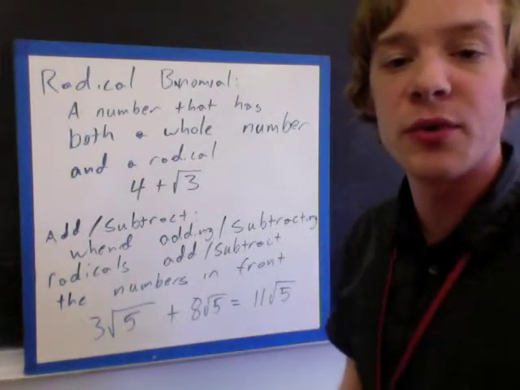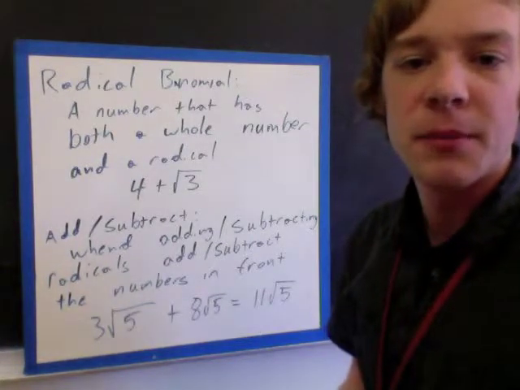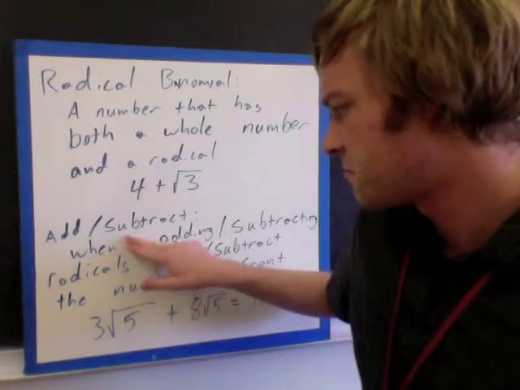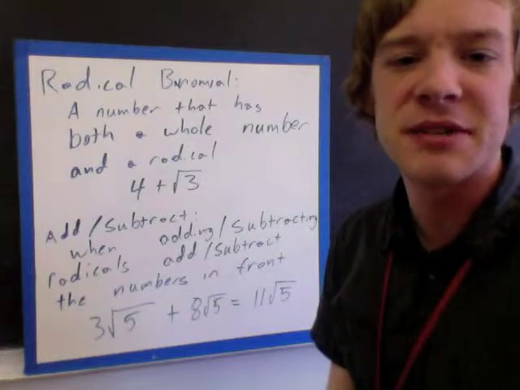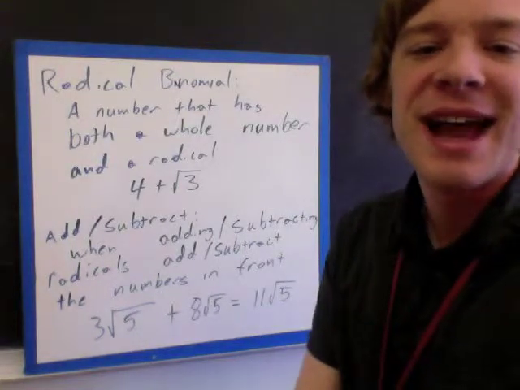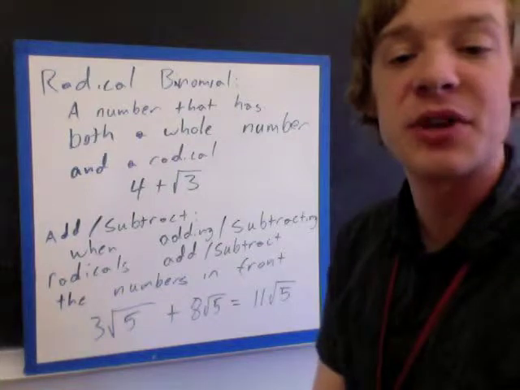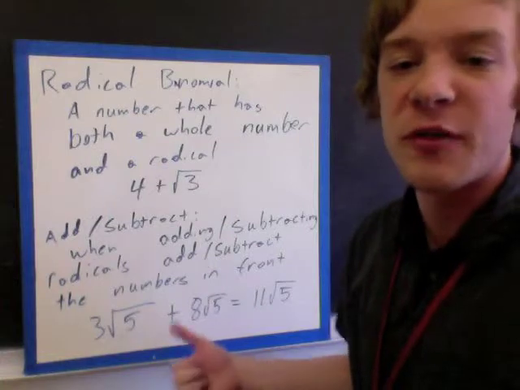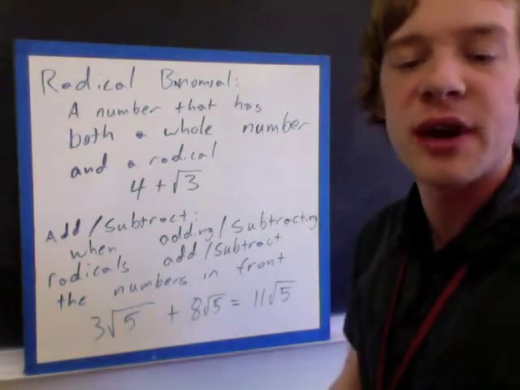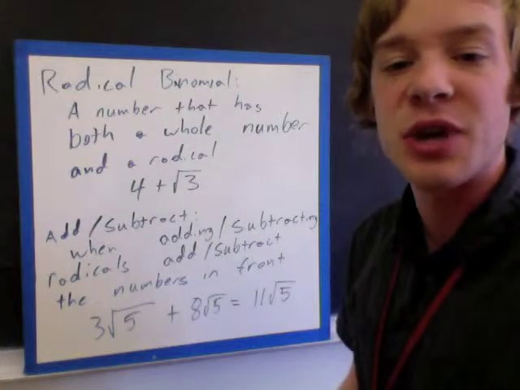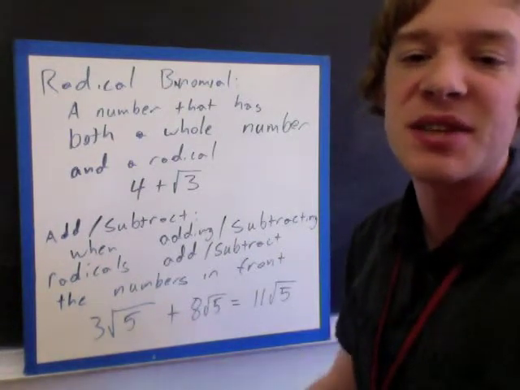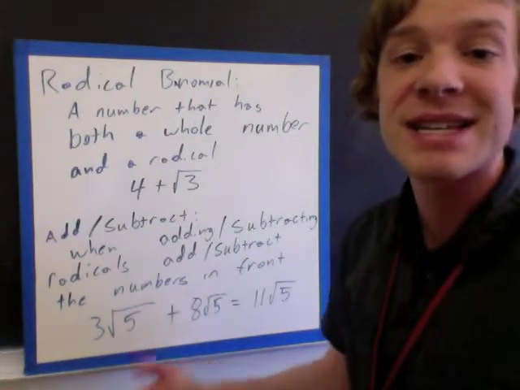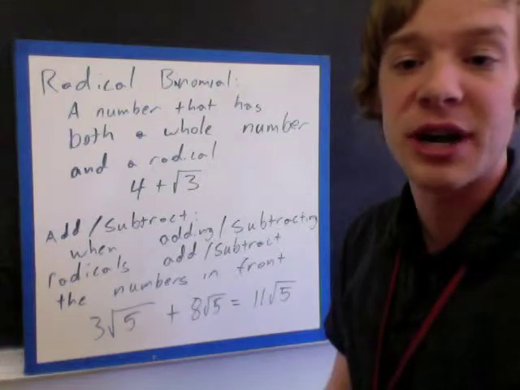One quick rule that we haven't talked about, when adding or subtracting radicals, add and subtract the numbers in front. You don't add or subtract the numbers inside, you only add or subtract the numbers in front. So for instance, 3 square root of 5 plus 8 square root of 5 is equal to 11 square root of 5. You are also only allowed to add or subtract radicals when the numbers inside are the same. If something can be simplified, you need to simplify it as much as possible, but the numbers inside have to be the same in order to add or subtract them.